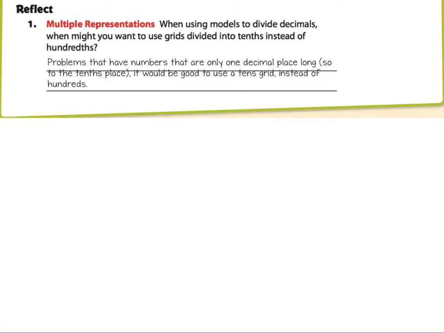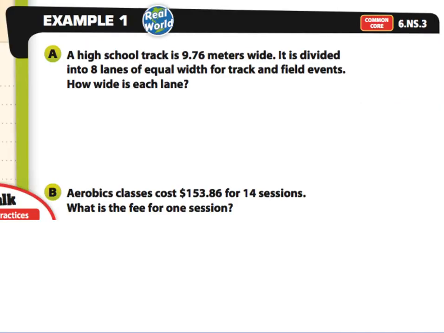Okay, so here we go. Let's take a look at what this looks like using long division. First, we are going to divide using long division as we would with whole numbers, all right? So a high school track is 9 7/600 meters wide. It is divided into 8 lanes of equal width for track and field events.